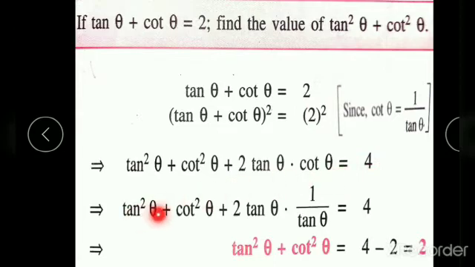So you have tan square theta plus cot square theta plus 2 tan theta. In place of cot theta, you can substitute 1 divided by tan theta. So we have seen the reciprocal relations, right? So cot theta will be equals to 1 divided by tan theta. This tan theta and tan theta will get cancelled. So what is remaining? 2 is remaining is equals to 4. Okay, so tan square theta plus cot square theta plus 2 is equals to 4. When you send this plus 2 to the other side, it becomes minus 2. That is 4 minus 2 gives you 2. So now you got the value tan square theta plus cot square theta is equals to 2.